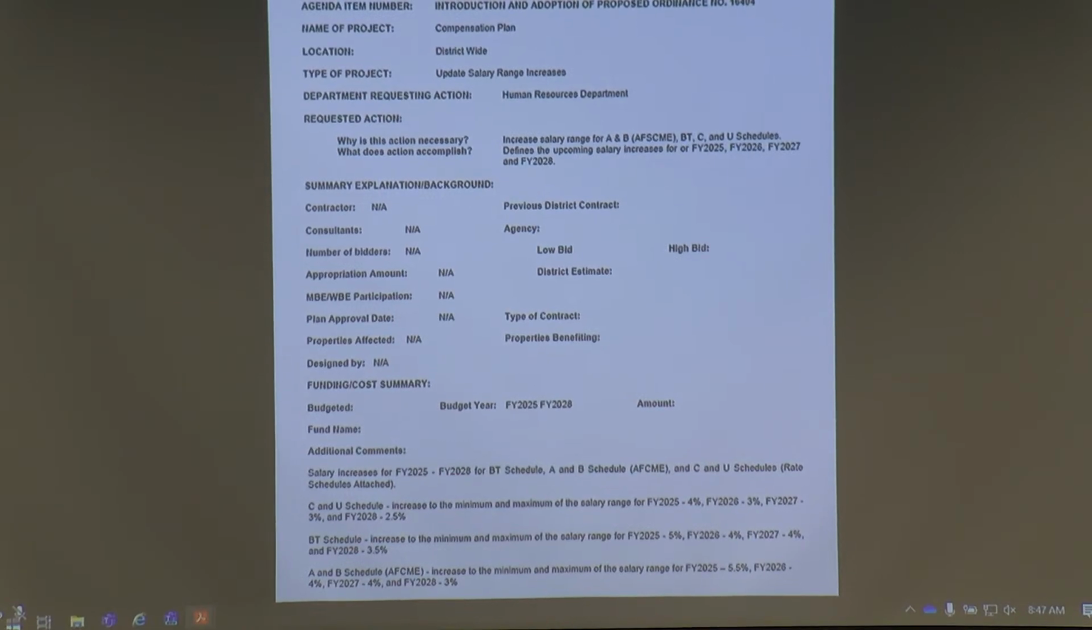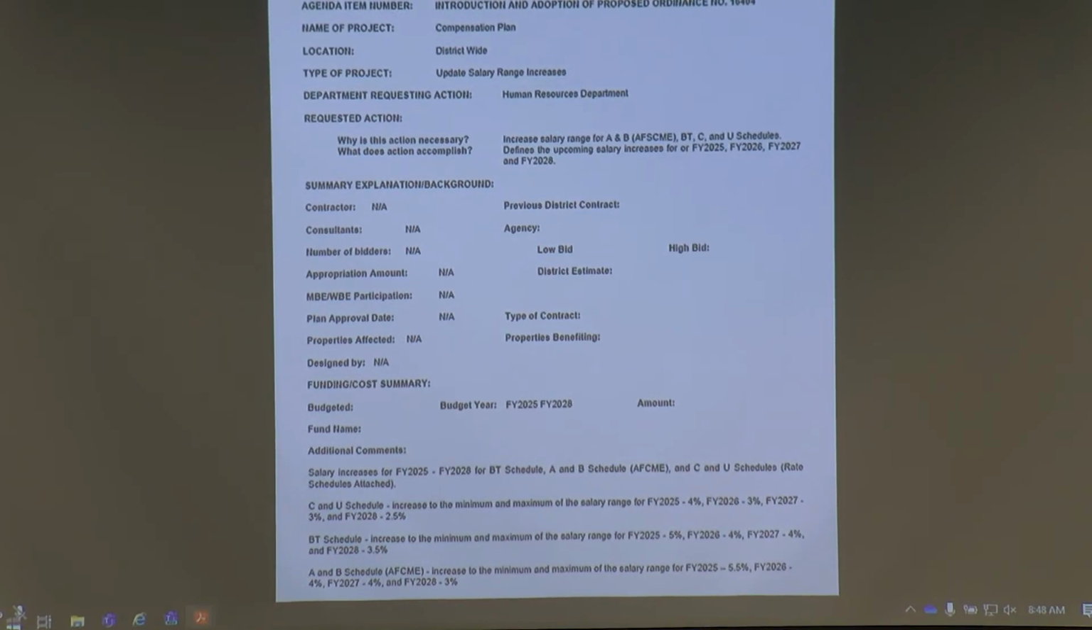Our final group is the A and B schedule employees covered by our AFSCME bargaining unit. We have reached agreement with them, and they have ratified their contract, with increases starting in FY 25 of 5.5%, FY 26 and 27 of 4%, and FY 28 of 3%. We are still working to come to agreement with our final bargaining unit, the SEIU bargaining unit. We continue to meet with them and get closer. We'll have to come back and amend this ordinance once we reach agreement and they ratify their contract.